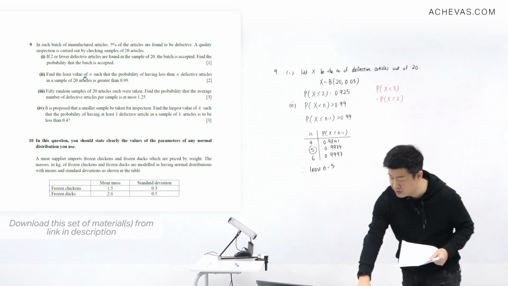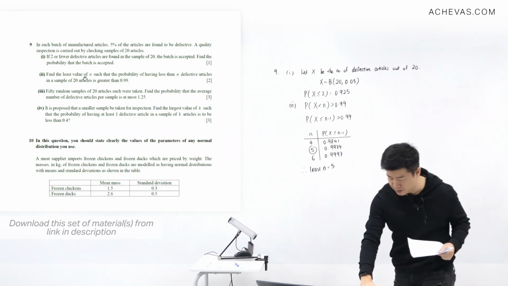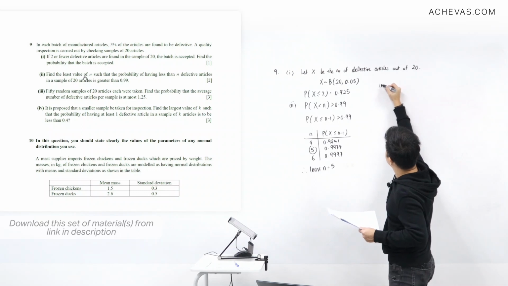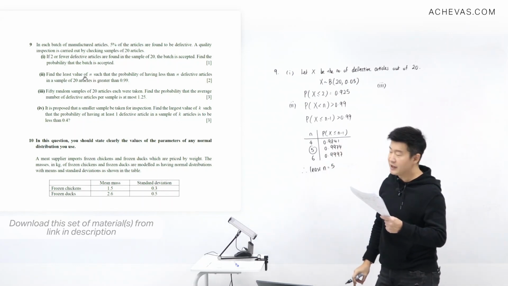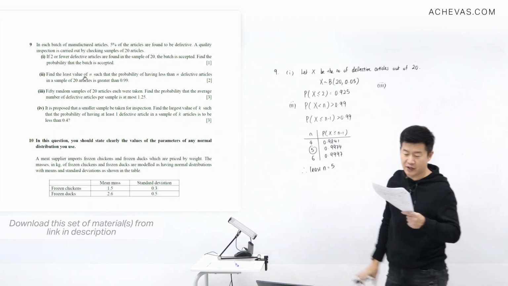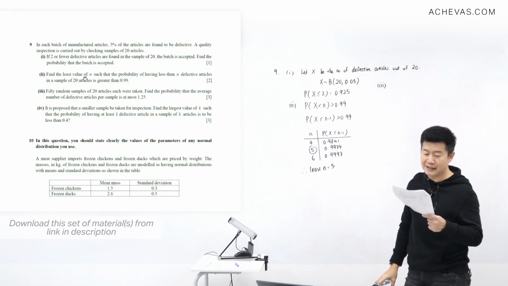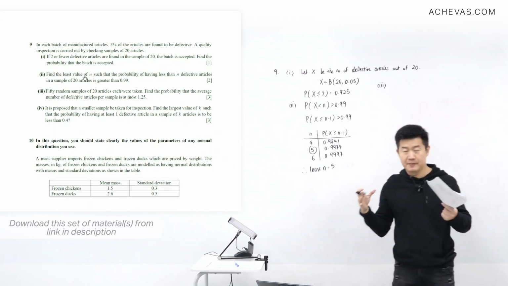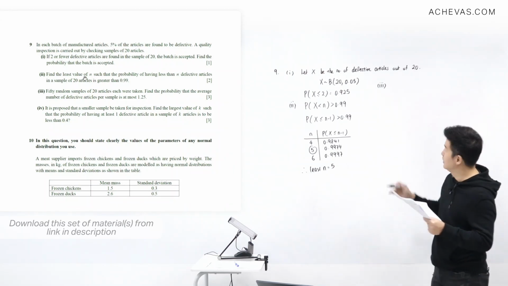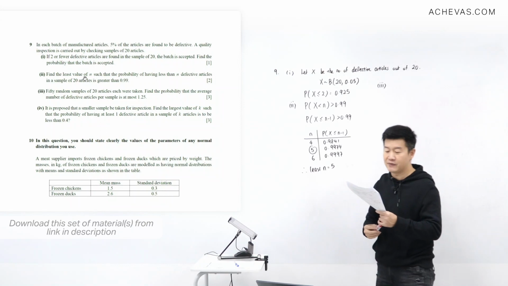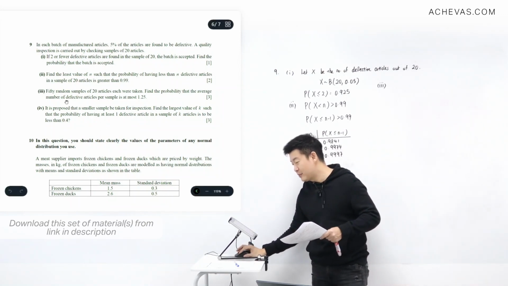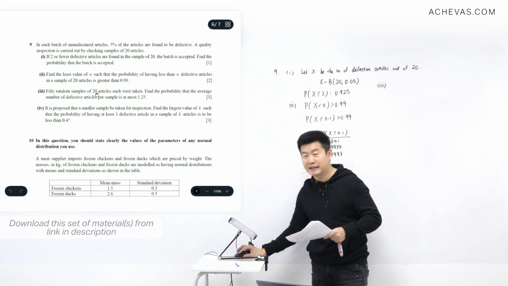Next, part 3. In part 3 of this question, we are looking at 20 samples of this. We want to find the probability that the average number of defective articles per sample is at most 1.25. So this is a sampling theory kind of question. We are going to write down X bar, because we are looking at the average number of defective articles in these samples.